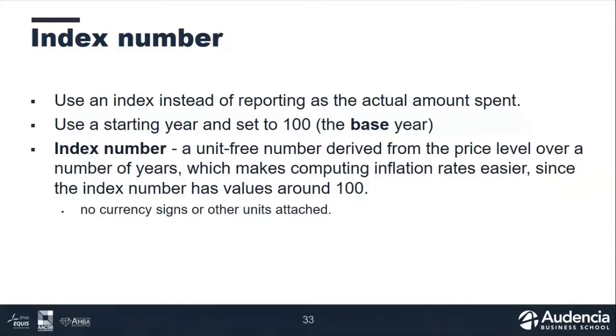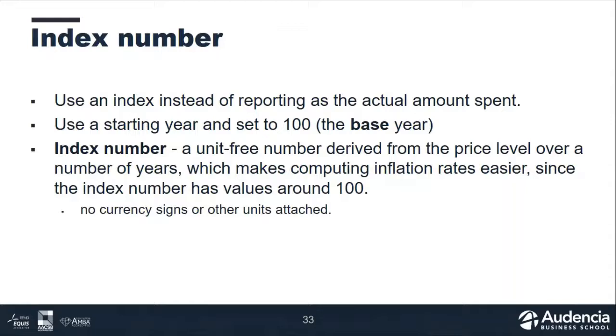Now, to do this also, we often use what's called an index. And you may have heard of this. You may have heard of the Consumer Price Index or the Producer Price Index. And these are indices. And economists like working on indices. They're easy to calculate in terms of inflation. And so we use an index instead of actually reporting the actual amount spent.